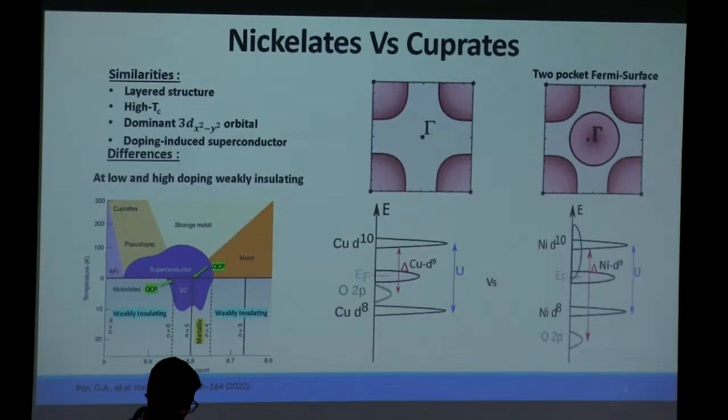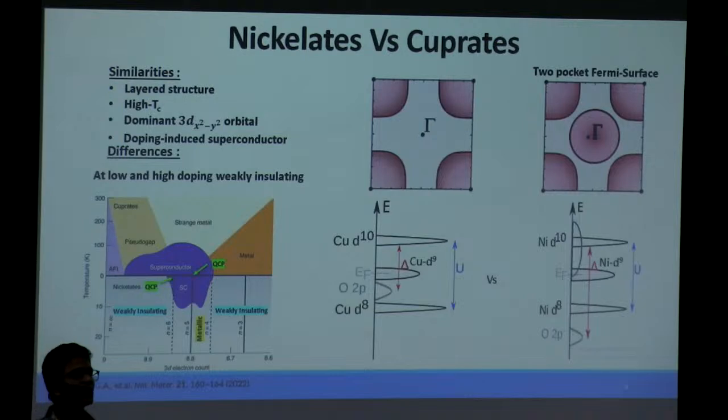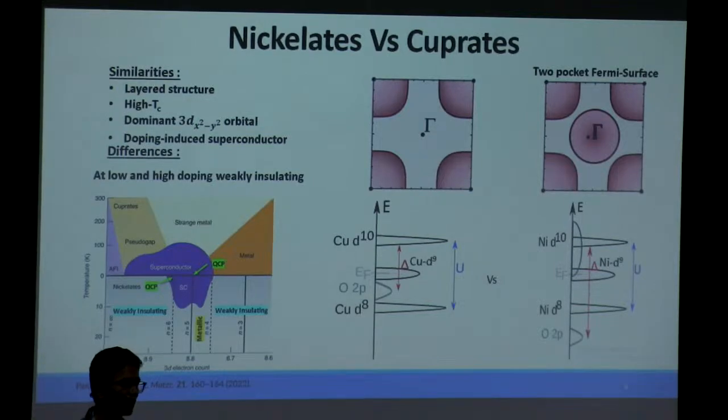The first question we can ask ourselves is: are nickelates really the cuprate analogs? There are certain similarities, of course, but there are subtle differences. The similarities are that they both have a layered structure, they both have high Tcs, and the 3d x square minus y square orbital is dominating in both cuprates and nickelates. And they both are doping induced superconductors.